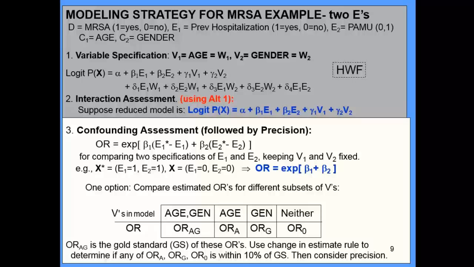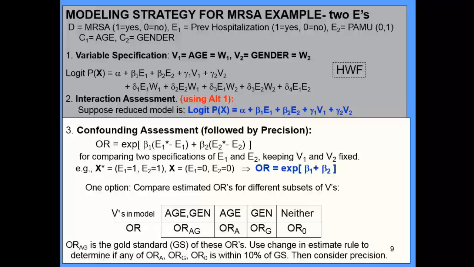Now if we do this, regardless of whether V1 and V2 are both in the model, that's the gold standard. If neither is in the model, that's crude. If one's in the model and not the other, regardless of which one, the formula for the odds ratio, if we're comparing 1, 0 versus 0, 0, is e to the beta 1 plus beta 2. It's going to change depending upon whether both V1 and V2 are in the model, neither is in the model, or one is in the model and not the other. It's going to change. So what does that mean?